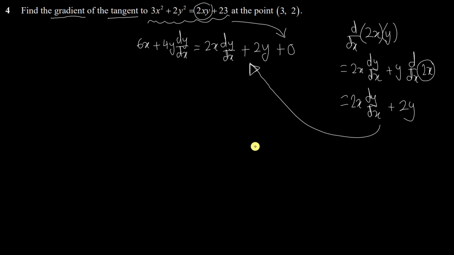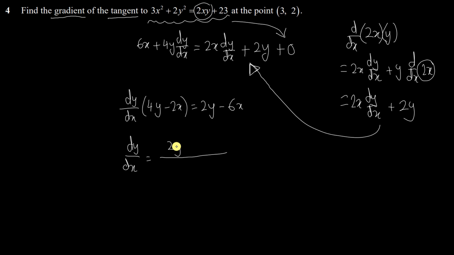So now make dy/dx the subject again. If we take dy/dx common, then the part remaining is 4y minus 2x, and on the right side it is 2y minus 6x. So even without simplification we can find the answer. We get the same answer, 4y minus 2x. We can also take 2 common from there, but there is no need, we can find the answer without taking common.